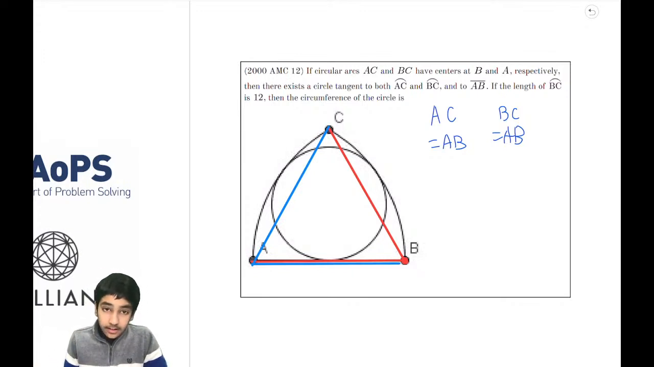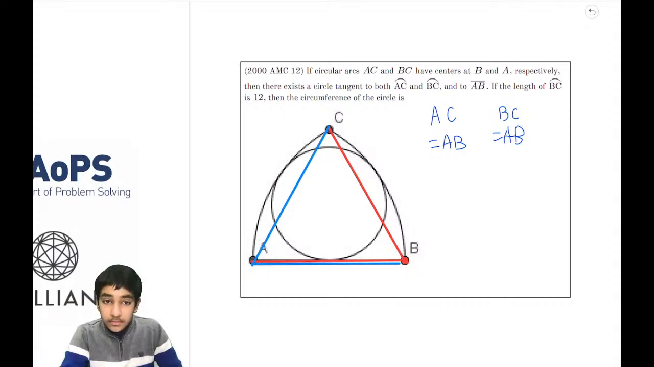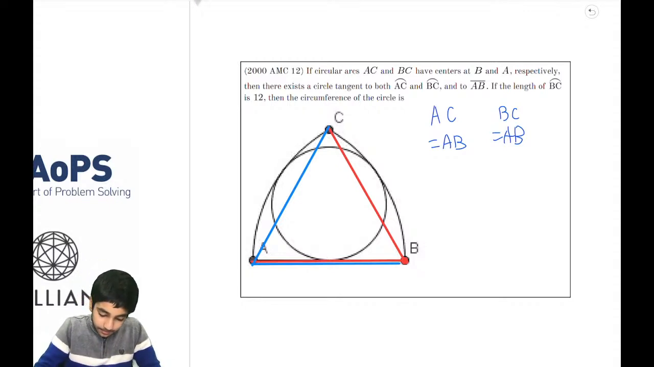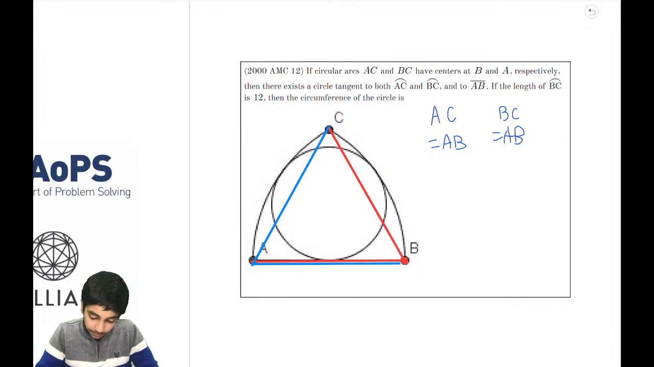And that tells us that since all three side lengths are equal, we can see that since AC is equal to AB, basically since points A and C are on the circle with center B, we have that BA is equal to BC.